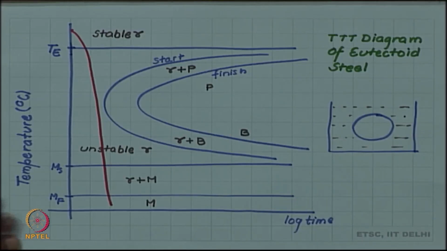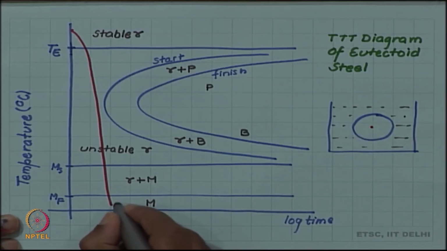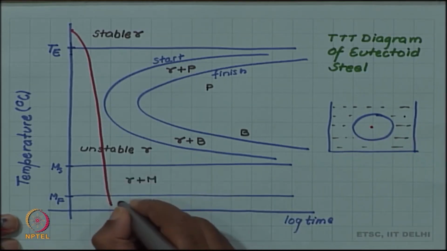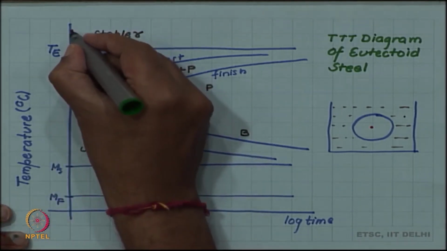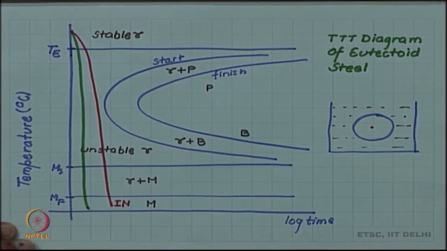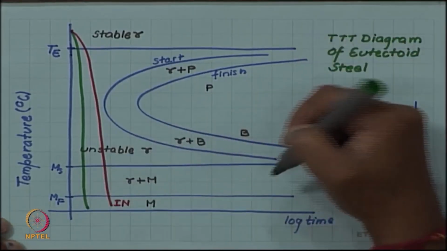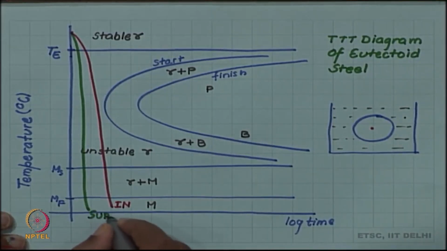So, let us say that this red curve is showing the cooling curve of inside. And let me draw another curve with a faster cooling rate, which is indicating the surface, the cooling rate at surface.